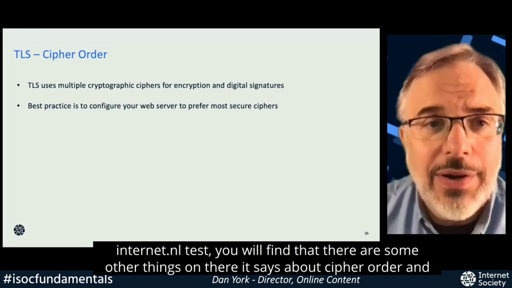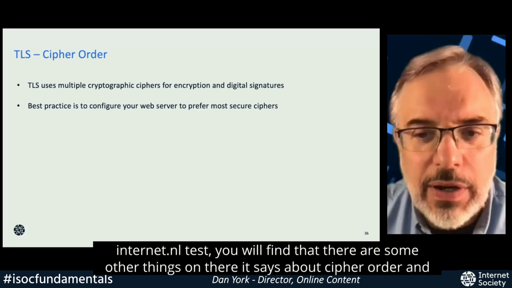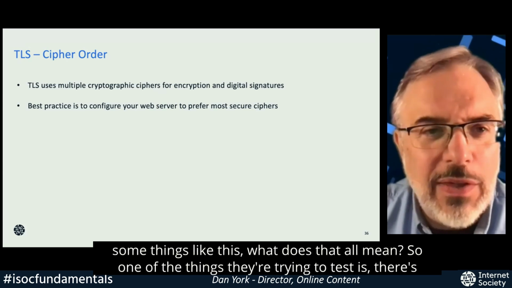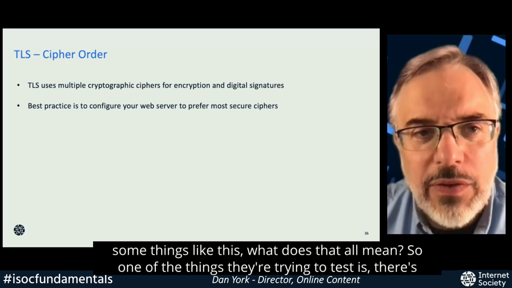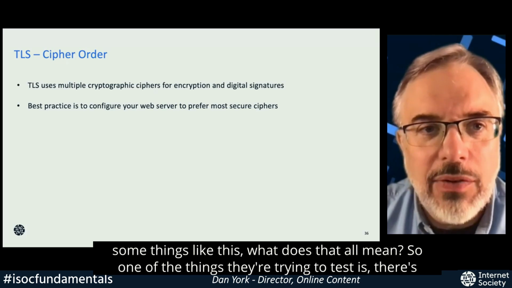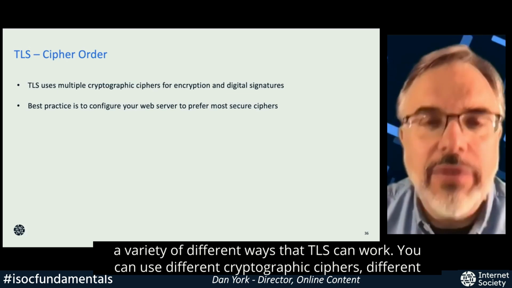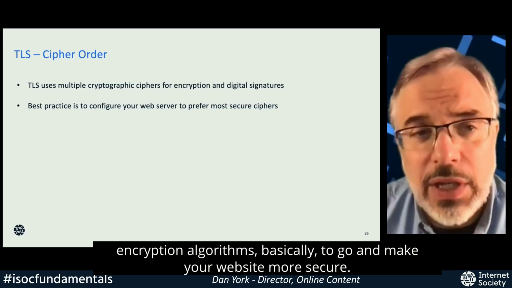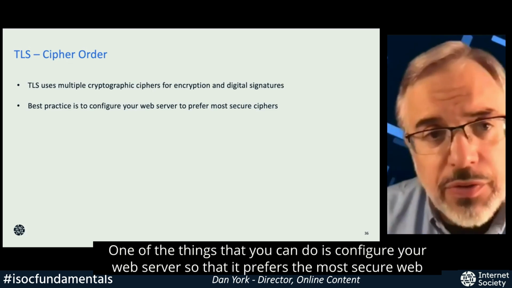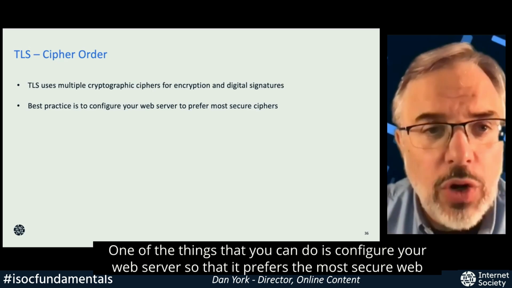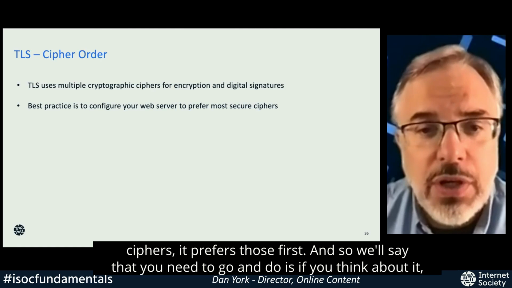So I want to just move on and talk about a couple of other elements around this. When you do that internet.nl test, you will find that there are some other things on there about cipher order and some things like this. What does that all mean? One of the things they're trying to test is that there's a variety of different ways that TLS can work. You can use different cryptographic ciphers, different encryption algorithms, basically, to make your website more secure. One of the things that you can do is configure your web server so that it prefers the most secure ciphers first.